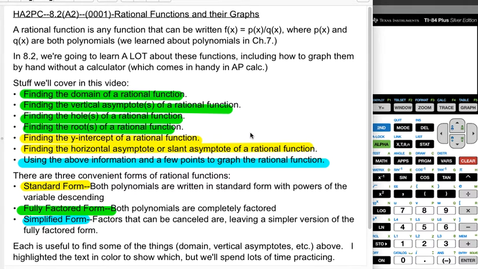All right, this is Honors Algebra 2 Pre-Calculus. We are doing 8.2 in Algebra 2, which is rational functions and their graphs. So this is going to be a pretty long set of videos. This is a fairly important concept, and it's pretty detailed. It's going to build a lot on things that we already know how to do.